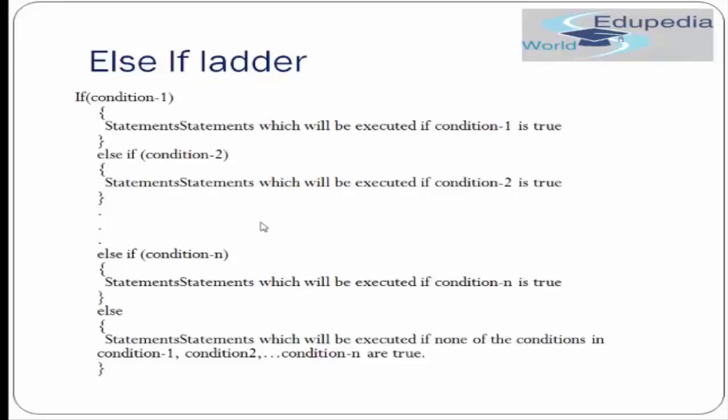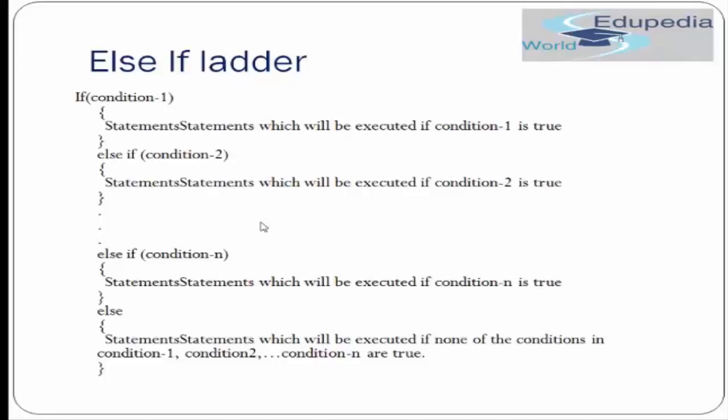In else if ladder, it happens that there could be multiple conditions. For example, I need to select a color, and depending upon the color, I need to select a fruit. So let's say if the color is green, then my fruit will be grapes. If my color is yellow, my fruit will be banana. If my color is orange, then my fruit will also be orange. So in this case, I can use else if ladder.